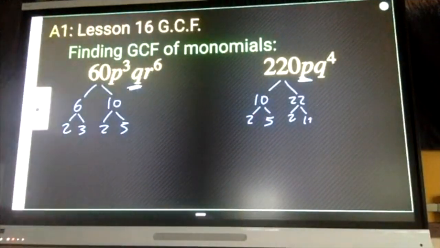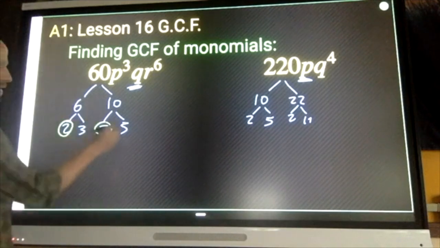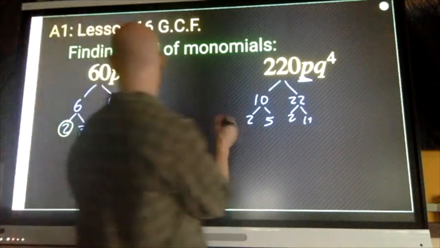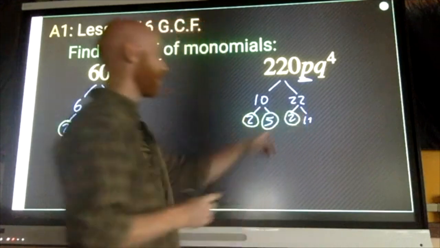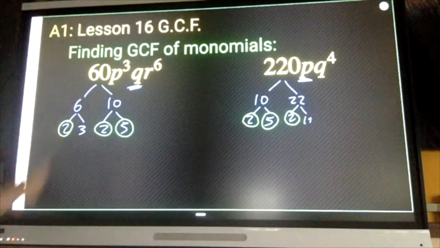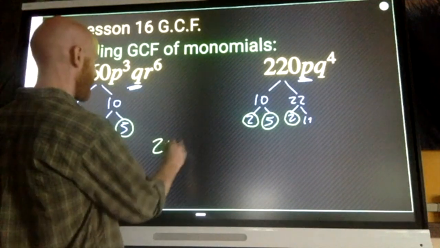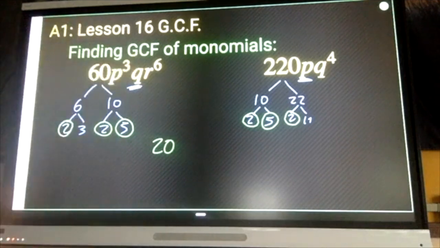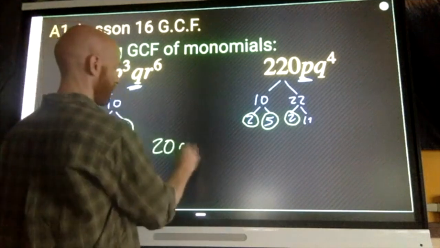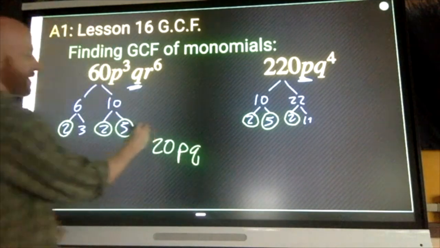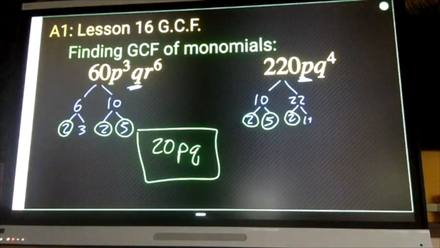Again, if you need to review factor trees, if you think you're going to prefer this method, you can search factor tree or GCF on YouTube and find probably 1,000 videos that could give you more examples. All right, but 2 times 5 times 2, that's my GCF, right? That's 20. Maybe I could have guessed that 20 is the biggest thing that divides 60 and 220. Anyway, 20, and then my Q and my P. This is the greatest common factor, the biggest thing that divides into both of those monomials. All right, that's how that works.